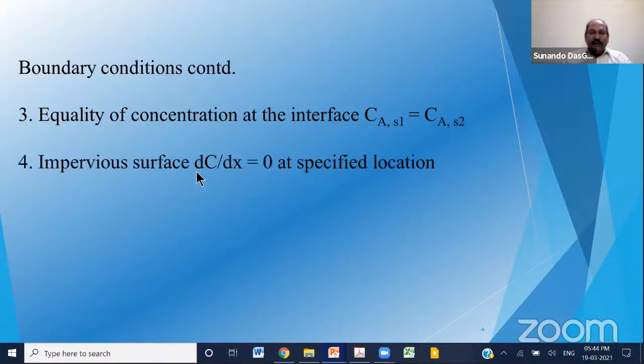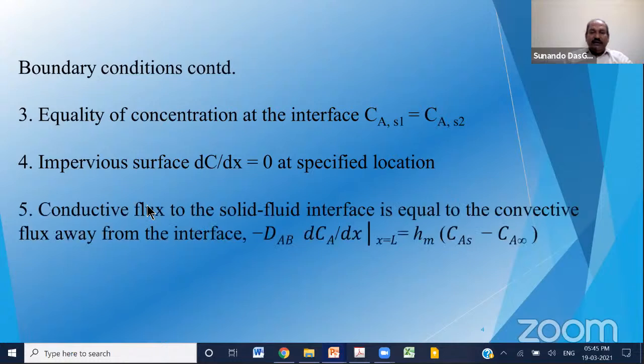The fourth one could be that the surface is impervious to a specific diffusing component at any given location. So let's say you have a glass of water and a lump of sugar. The base of the glass is a surface which would not allow any sugar molecules to pass through it. So that's an impervious surface. It's similar in concept to the perfectly insulated surface in heat transfer, where dT/dx was equal to 0. Here dC/dx would be equal to 0.